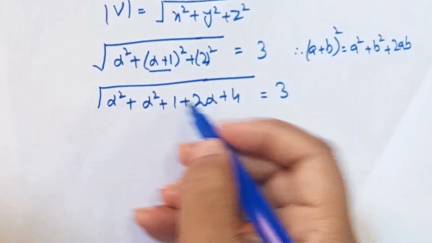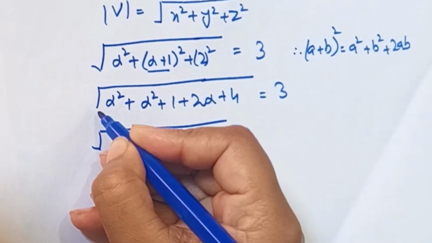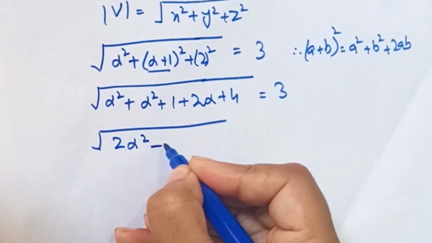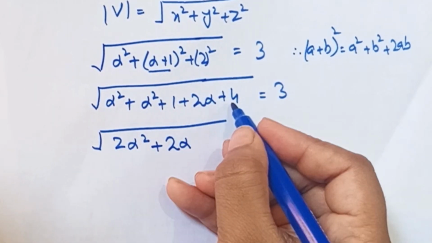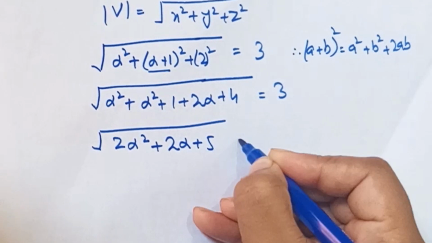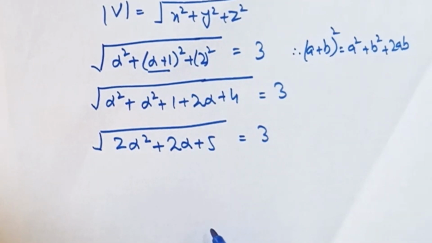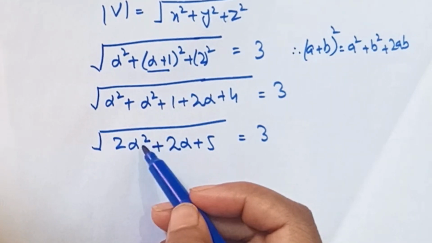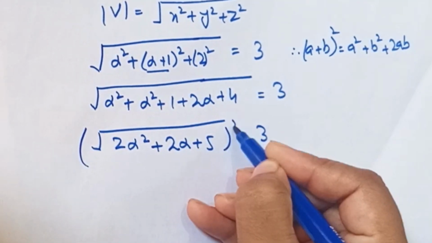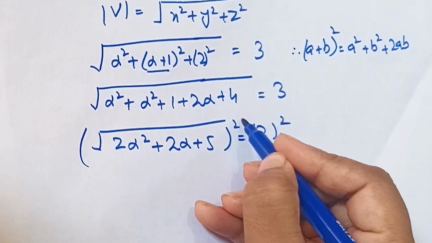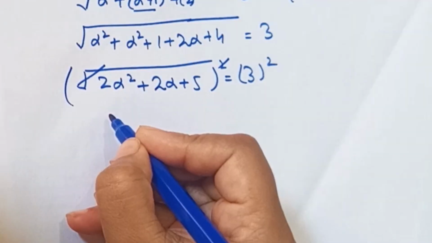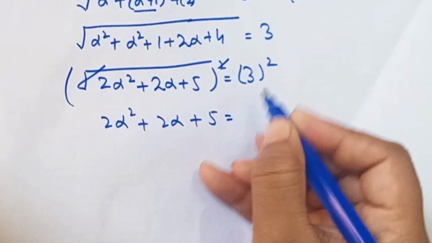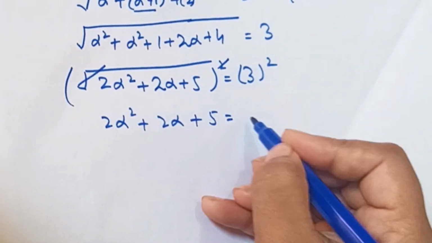Now we simplify this value. So this is the square root of alpha square plus alpha square, which is 2 times alpha square, plus 2 times alpha, plus 1 plus 4, which is 5. It's equal to 3. Now in the next step, we want to remove this square root. For this, we take a square on both sides of this equation. So this square and square root will cancel. We just get 2 times alpha square plus 2 alpha plus 5, which is equal to 3 square, which is 9.